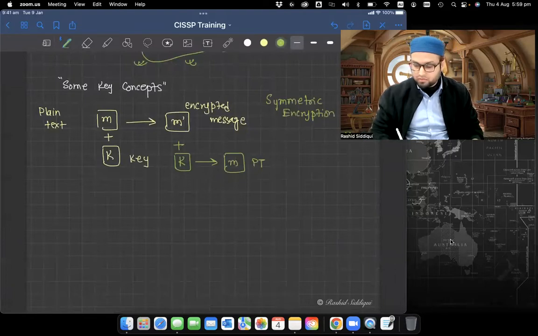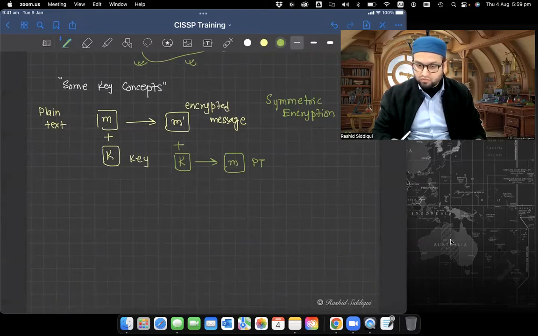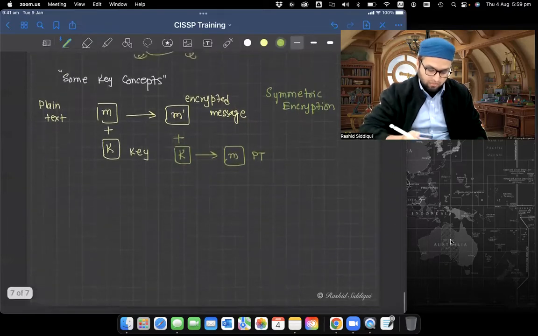So in symmetric encryption, you have a key which is used to encrypt the message, and the same key is used to decrypt the message, right? This concept will also be used in asymmetric encryption as well, but with a different method. So the basic thing you have to remember is that you have a message M and you have a key K, and the same key is used to encrypt as well as decrypt the message. Okay, so how will it work in our scenario?